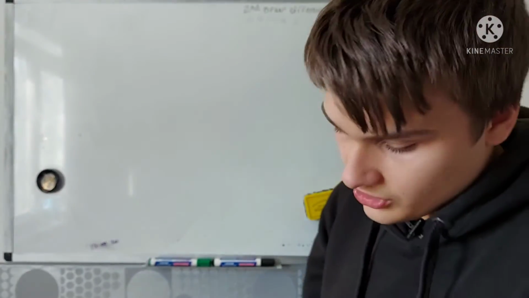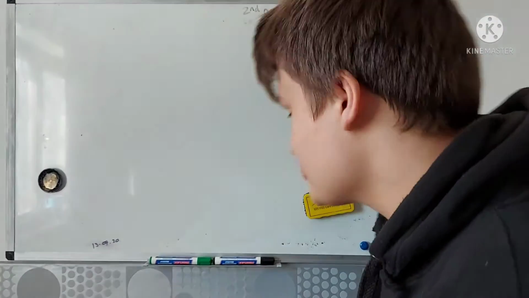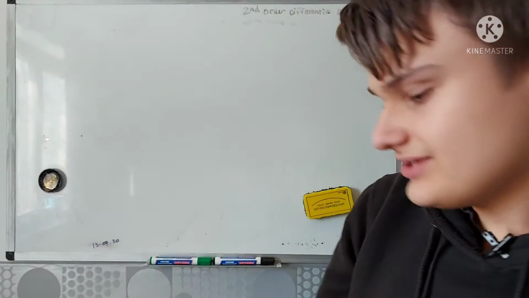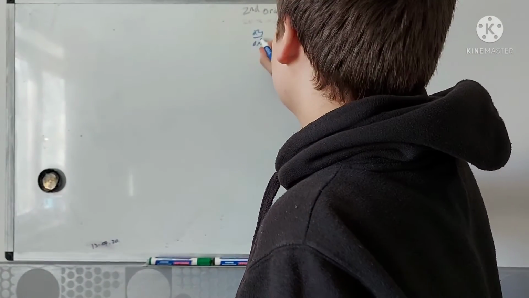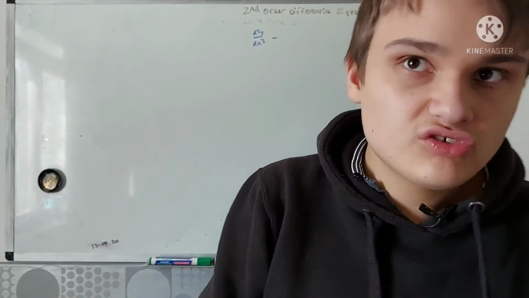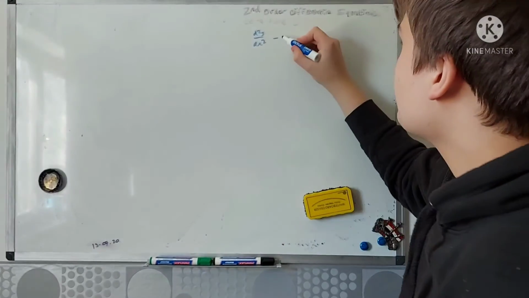Alright then, so we're going to solve this differential equation. Now this might look a bit nasty, but you can trust me, it is very easy. Now we're going to minus 4 dy by dx. Let's go.